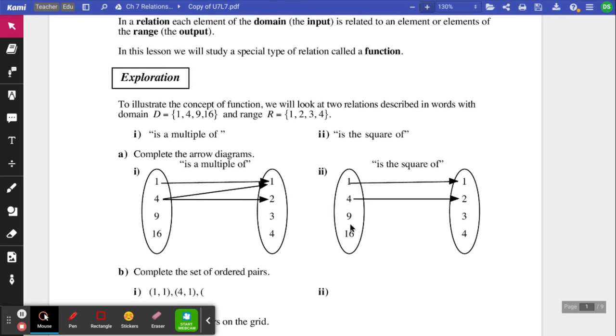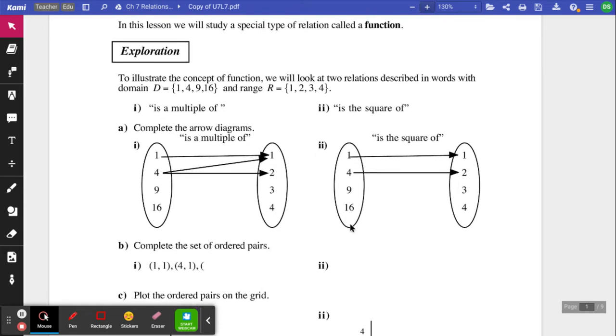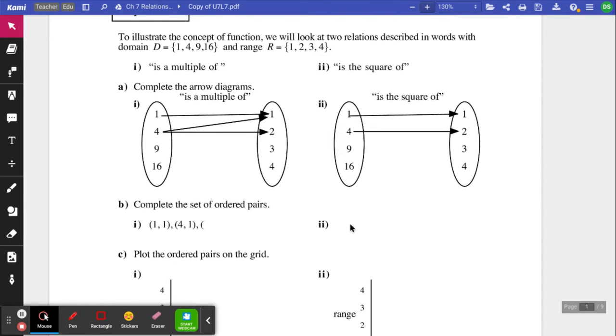In this lesson, we will study a special type of relation called a function. Okay, this is a special type of relation, and we're going to call them functions. So if we look at 1, 4, 9, and 16 as the things that are going into the machine, and we get out 1, 2, 3, and 4.